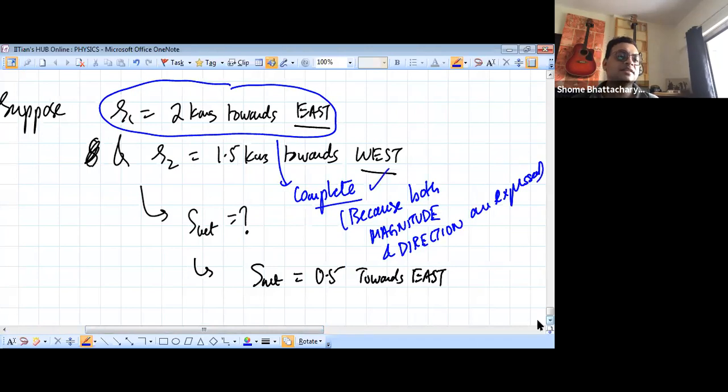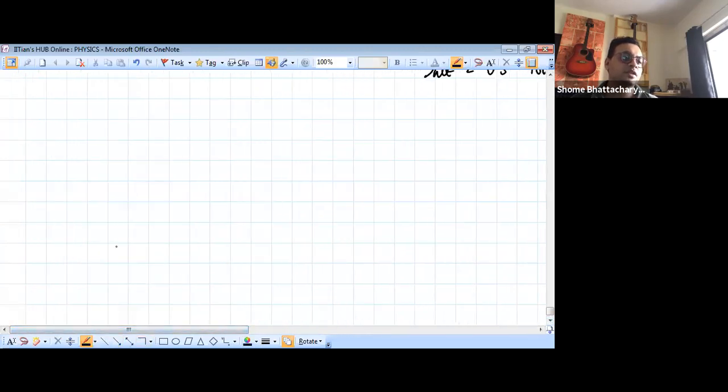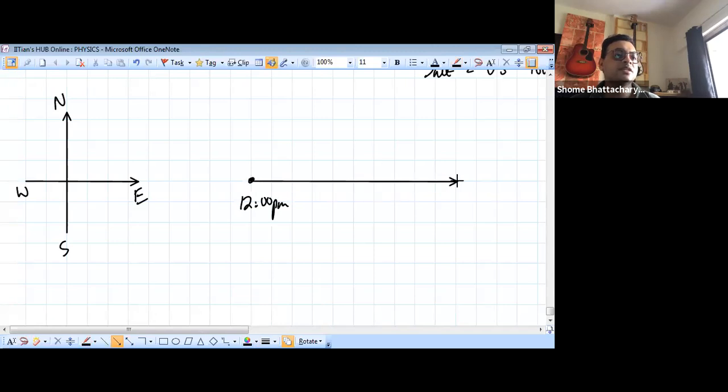So now you can clearly understand that, suppose my reference directions of north, south, east, west are like this. Suppose my y-axis goes from south to north, and my x-axis goes from west to east. Then I can see that my first displacement, so he started from here suppose at 12 p.m., would have made a displacement and reached somewhere here, let us say at 1:30 p.m. or 1 p.m., whatever it was.